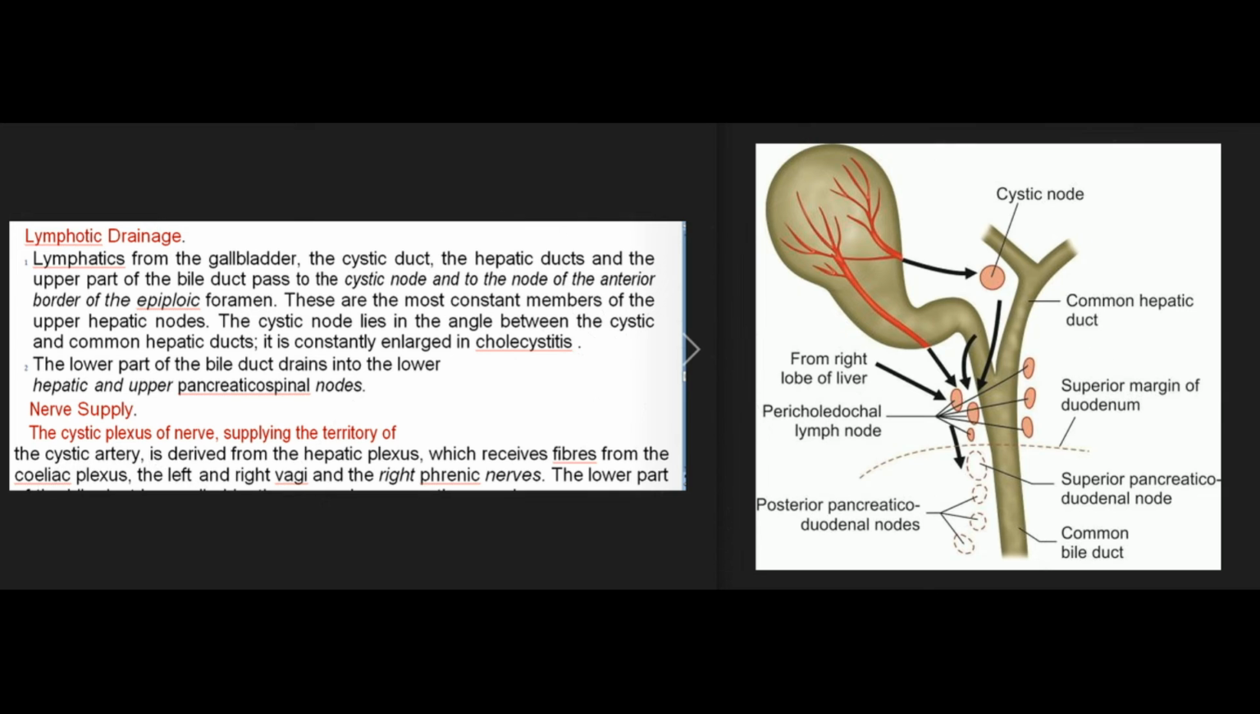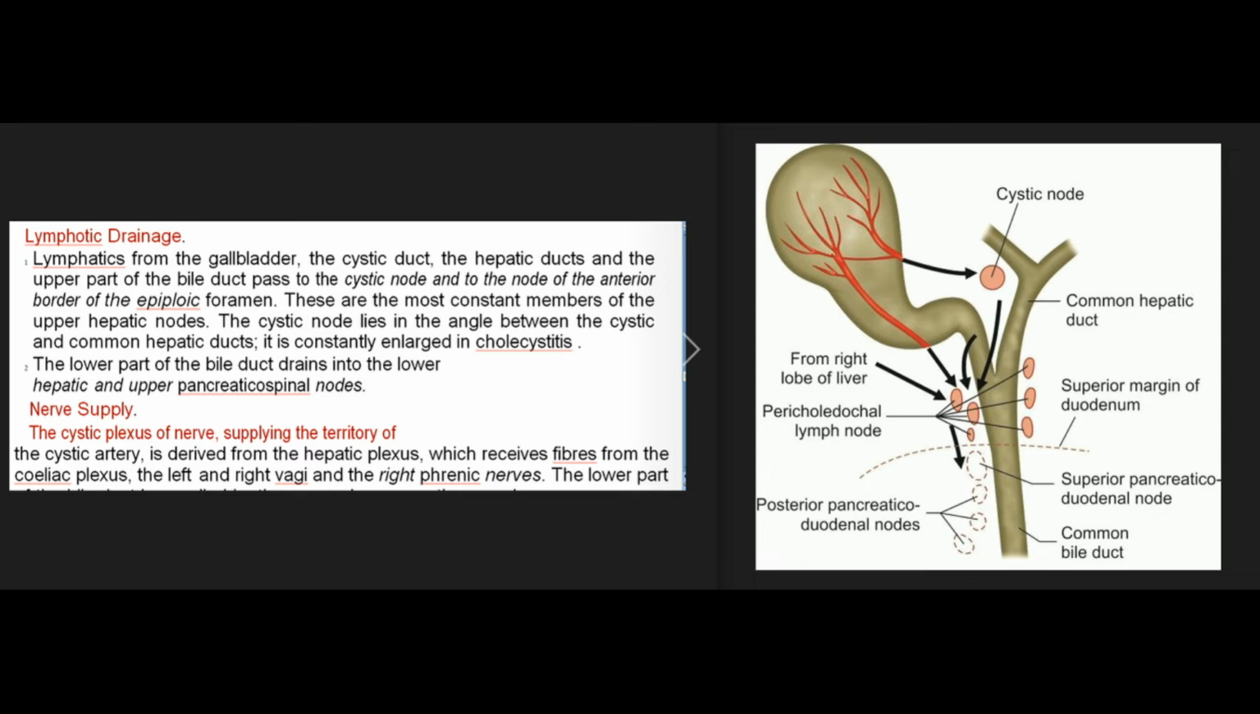Lymphatic drainage. 1. Lymphatics from the gallbladder, the cystic duct, the hepatic ducts and the upper part of the bile duct pass to the cystic node and to the node of the anterior border of the epiploic foramen. These are the most constant members of the upper hepatic nodes. The cystic node lies in the angle between the cystic and common hepatic ducts. It is constantly enlarged in cholecystitis. 2. The lower part of the bile duct drains into the lower hepatic and upper pancreaticosplenic nodes.